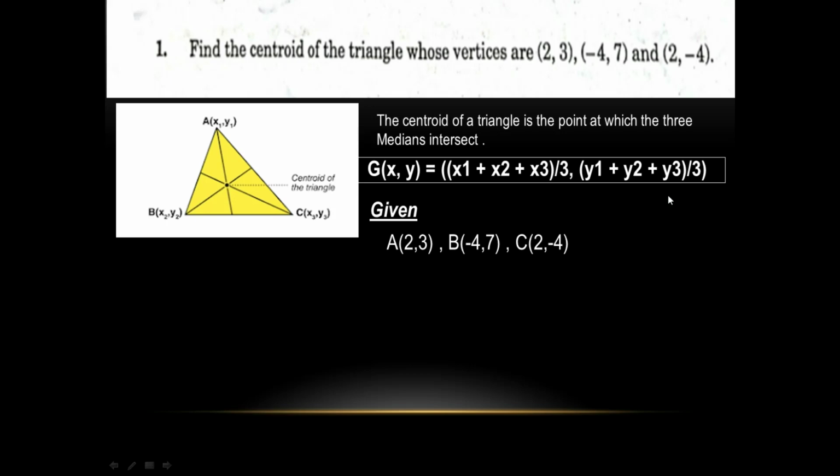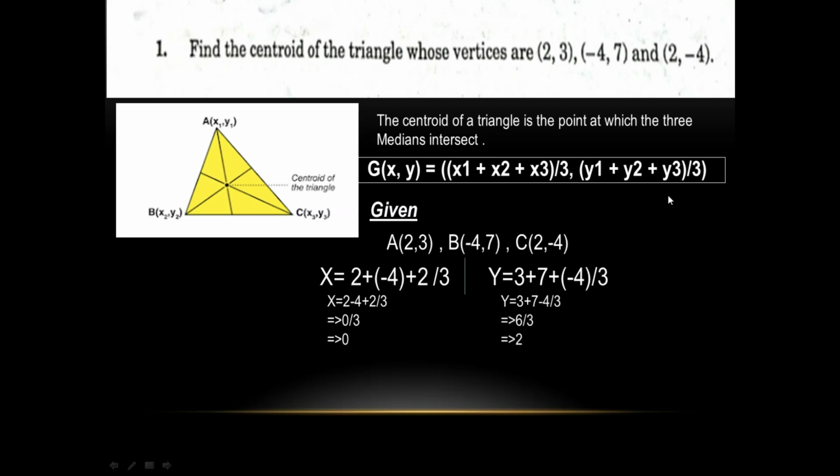By substituting the values in the centroid formula, we get x equal to (2 + (-4) + 2) divided by 3 and y is equal to (3 + 7 + (-4)) divided by 3. Solving it, we get x is equal to 0 and y is equal to 2. And the final answer is centroid of the triangle G(x, y) is equal to (0, 2).